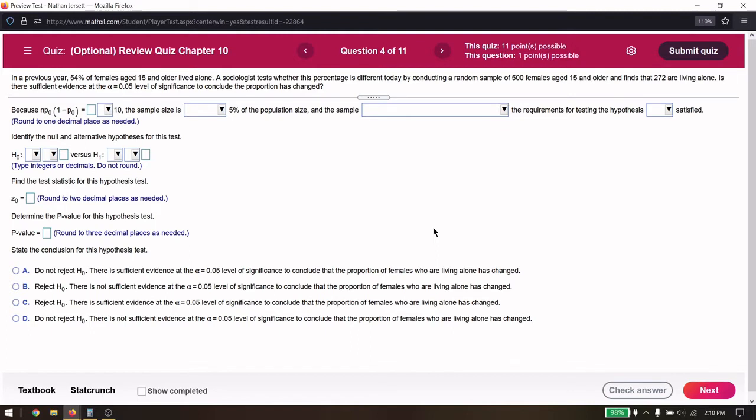Okay. Previous year, 54% of females aged 15 and older lived alone. A sociologist tests whether the percentage is different today. So that's going to be the key thing, whether it's different, by having a sample of 500 females, and finds 272 are living alone. Okay, so we're using alpha at 0.05. And we need to first see that we can actually use the hypothesis testing.